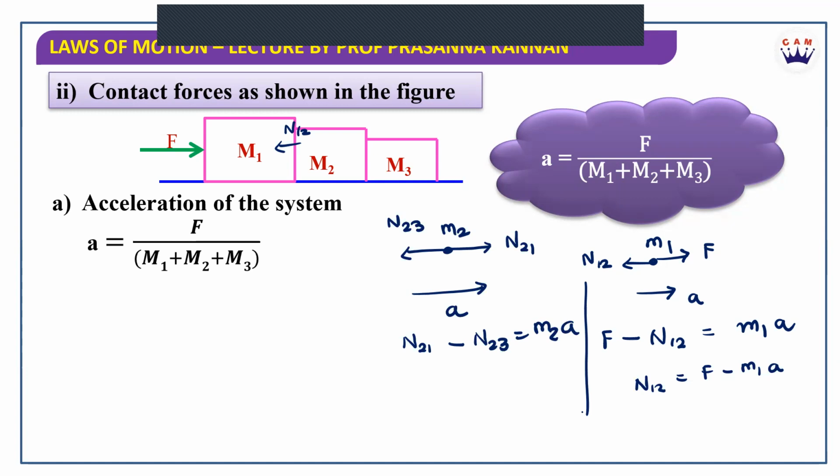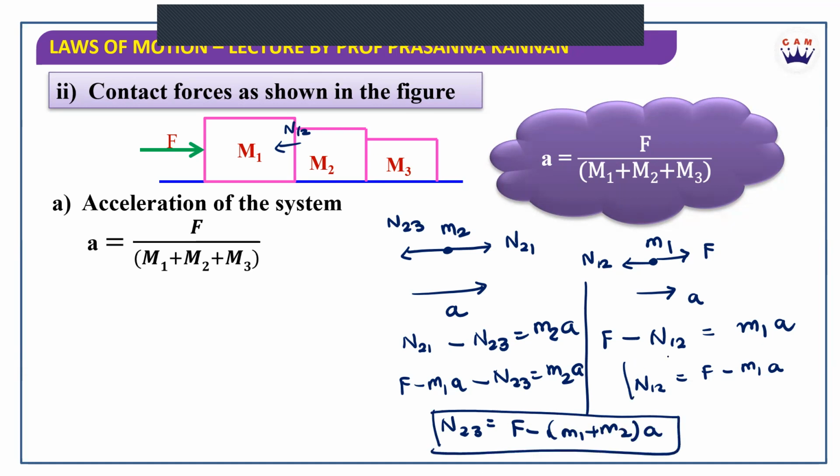But what is N21? Same as N12, correct or not? What is it going to be? F minus M1A, correct or not? So what is N23? So N23 will be F minus M1 plus M2 into A.